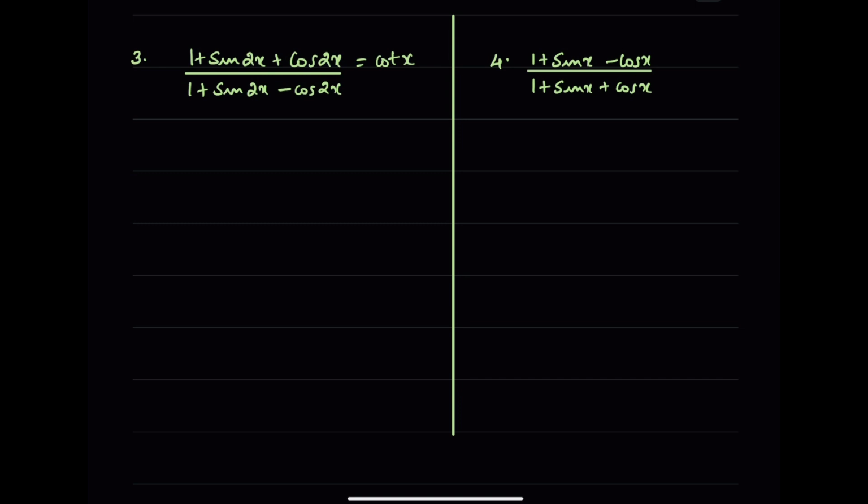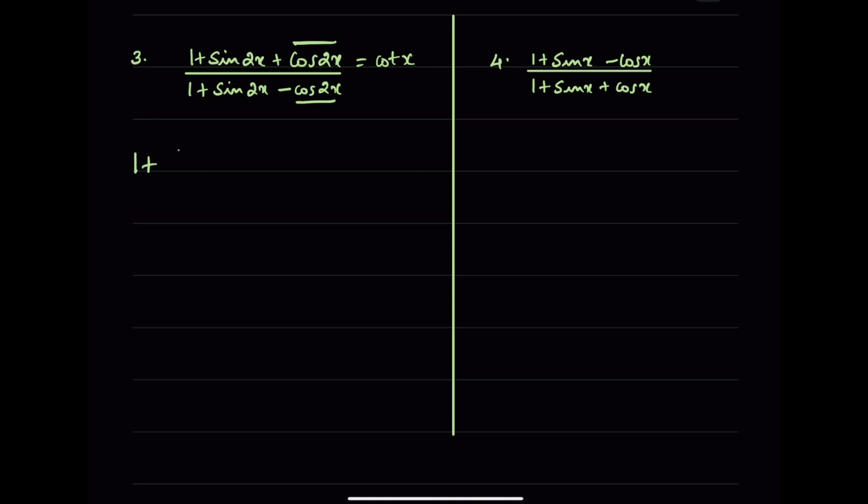Now in the third one we have to prove that 1 plus sin 2x plus cos 2x, the whole thing divided by 1 plus sin 2x minus cos 2x, this will be equal to cotangent of x. Because we need the proof to be cotangent of x or cot x, we know that the denominator should have a sine in it. So to have a higher degree of sine, in the denominator for cos 2x we will apply it as 1 minus 2 sine square x, but in the numerator for cos 2x we will apply it as 2 cos square x minus 1. So let's start applying the formula.